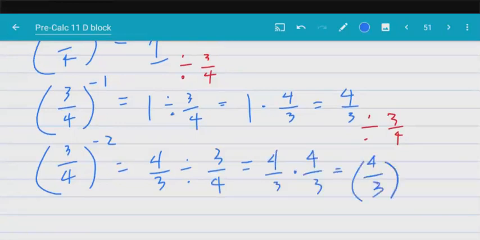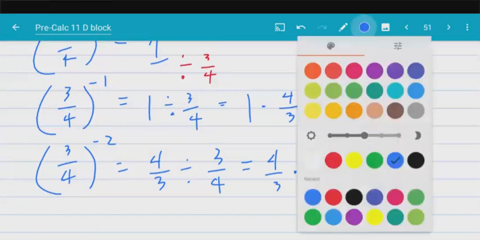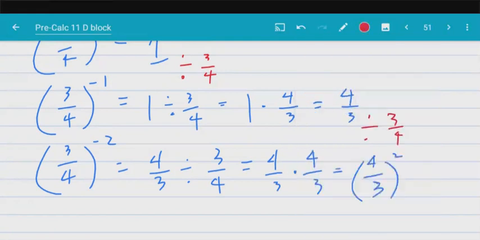Because by writing it this way, you will see now why the concept works. The one that was introduced at the very beginning. 3/4 became 4/3.